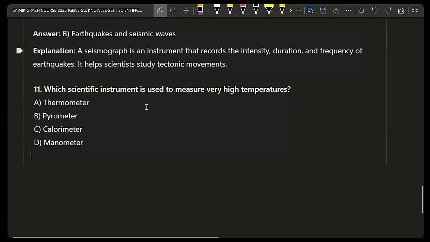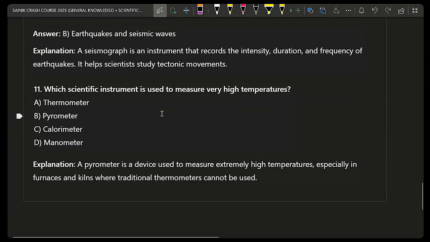So the question is not about direct temperature, normal temperature. They said very high temperatures. A pyrometer is a device used to measure extremely high temperatures, especially in furnaces and kilns where traditional thermometers cannot be used. So for very high temperatures, the device used to measure temperature is pyrometer. So next question.